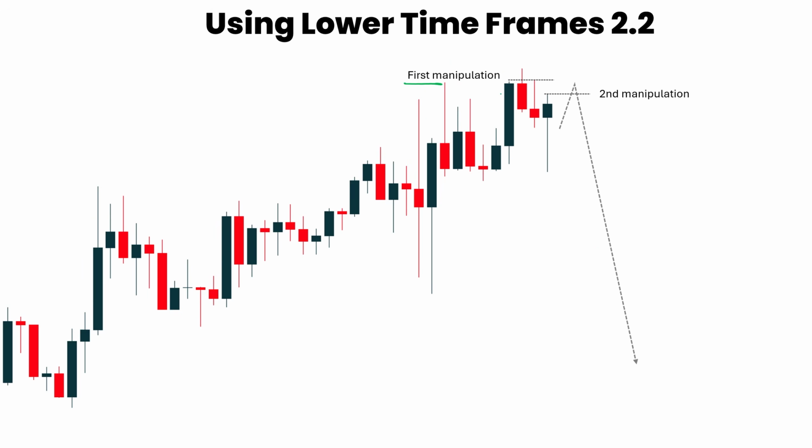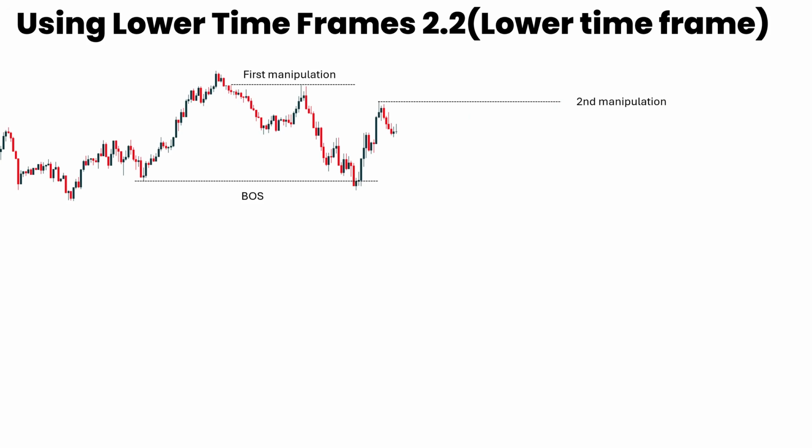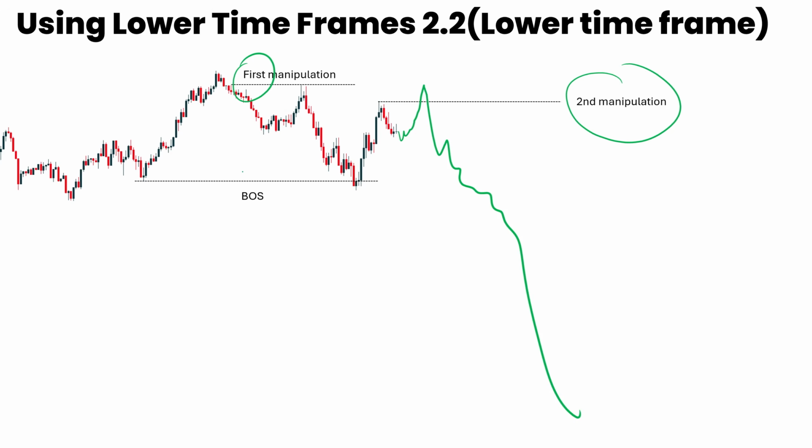We have the first manipulation, this one, and then we are waiting for the second manipulation to happen around this area to look for the market to shoot to the downside. This one here is the higher time frame. So let's move on to the lower time frame and see what the market will provide. So here we have the first manipulation line here, and then we have the expected manipulation to happen like this, and then the market to shoot to the downside. And you can also see a break of market structure.